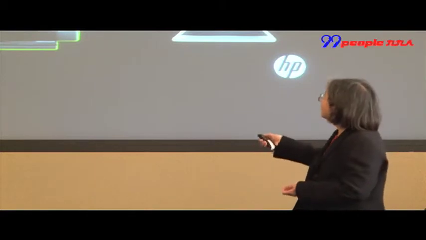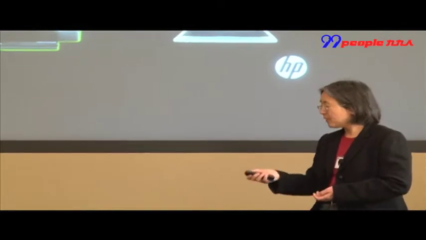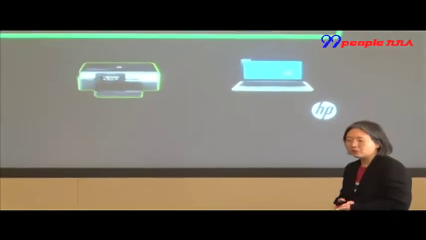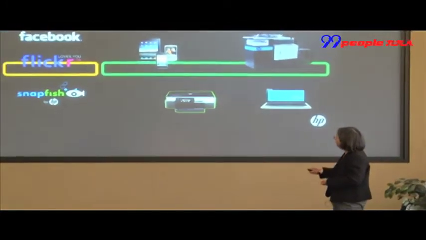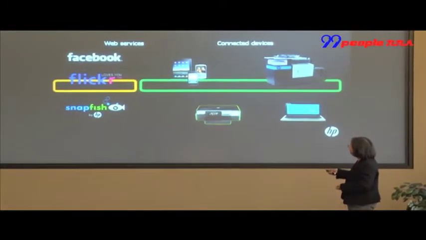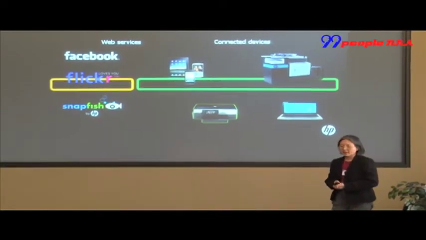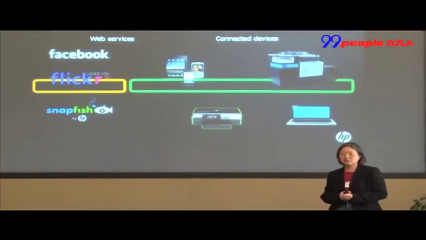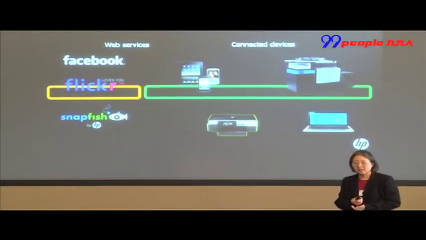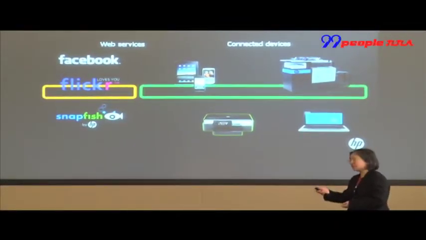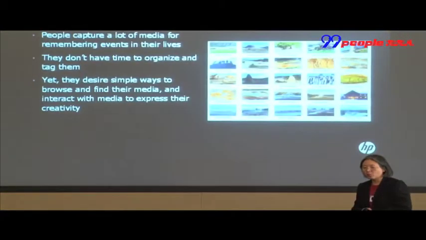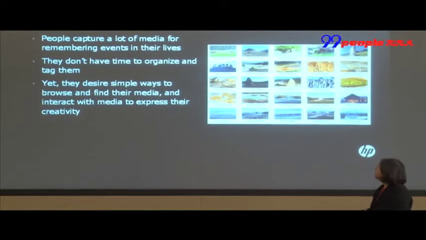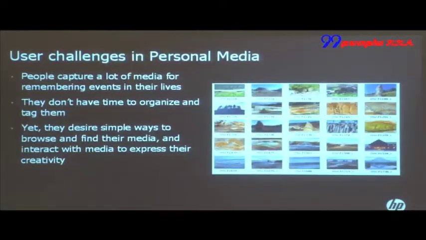So for example, images captured by mobile phones. A lot of this content can flow to connected devices, such as what we are showing here at home or at retail. And it can also flow into web services, like for example, Facebook or Flickr or Snapfish. And so what are the challenges? Now I'm going to narrow down a little bit to talk more about personal media, because there are a lot of very unique challenges about personal media.